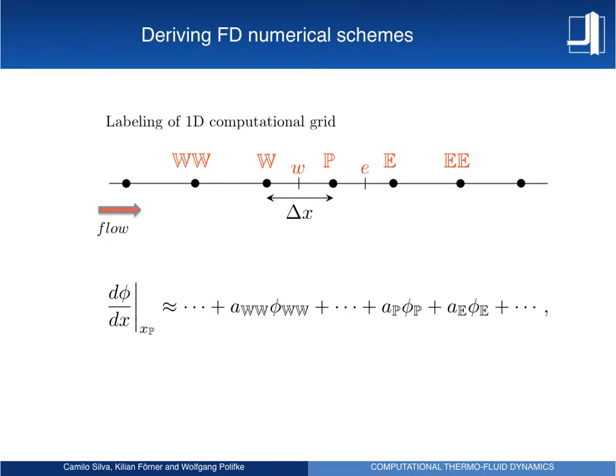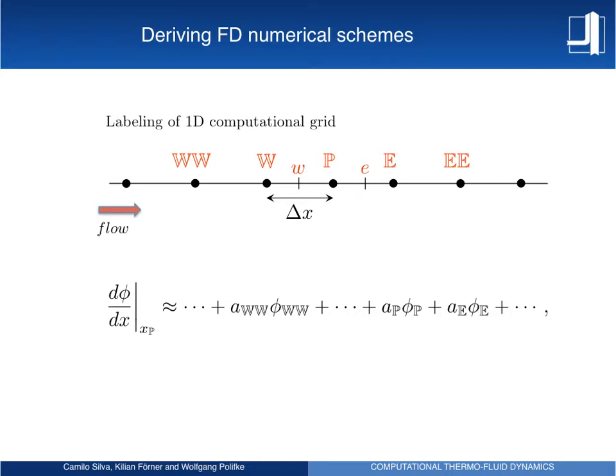So to introduce the concept of finite difference, we have just to define what we want to approximate. The first thing we want to approximate is just the derivative of a given quantity. You can think of this as a scalar, let's say a temperature, for example, and the derivative with respect to a direction, which is x.